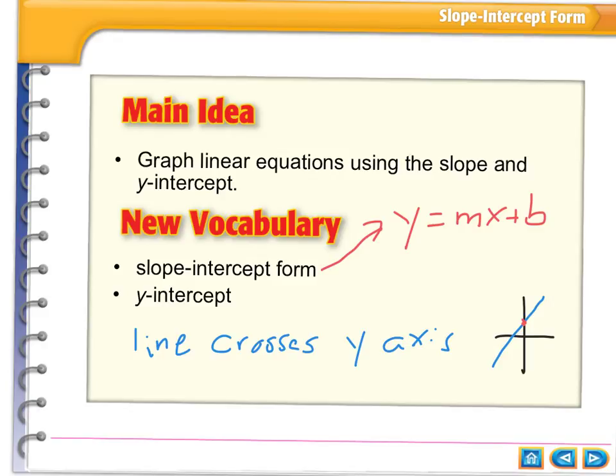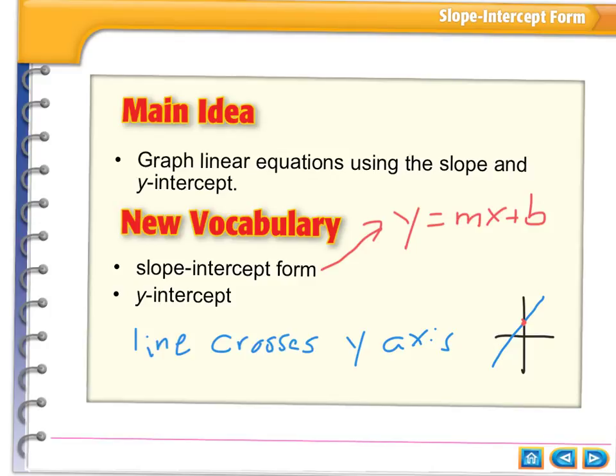Now this is a form that we can put the equation in. Notice, to be in slope-intercept form, the y is isolated. The y is by itself, right? And then we have equals mx plus b. So what do you think slope-intercept form is going to tell me? Well, first of all, it tells me the m. Well, what do you think the m stands for? Slope. It's going to tell me the slope of my line. That's what the m stands for.